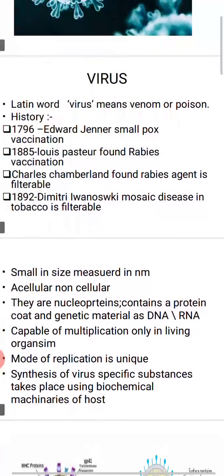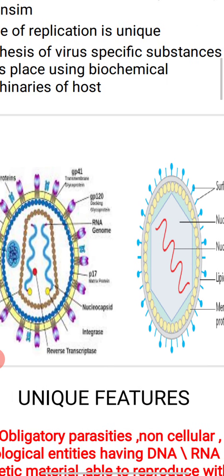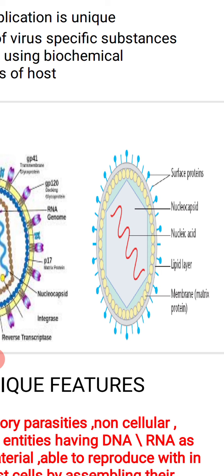When we talk about the structure of the virus, you can see here a very simple structure, having surface proteins, nucleic acid, and a lipid layer and membrane. So the viral genome is very simple. As we said before, the viral genome of almost all viruses contains RNA or DNA. It can be either single stranded or double stranded.